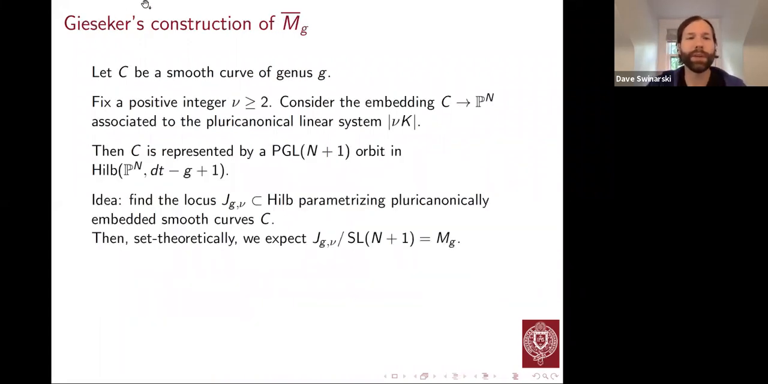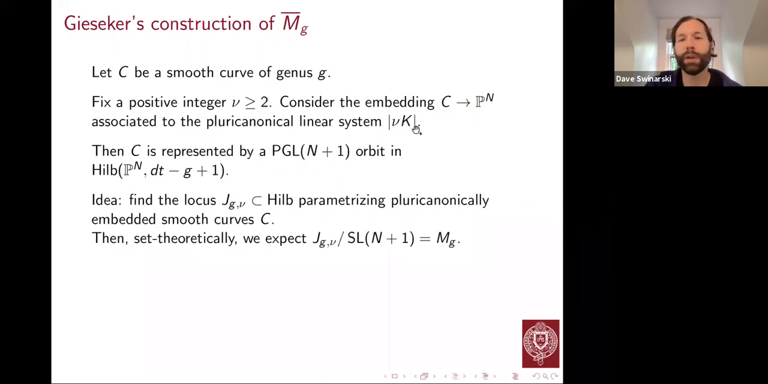So let me start with Gieseker's construction of M_g bar as a GIT quotient. So let's let C be a smooth curve of genus g greater than or equal to 3. Let's fix a positive integer nu greater than or equal to 2, and you can consider the embedding given by multiples of the canonical divisor. Then we can compute the degree of this divisor, so it'll be nu times 2g minus 2. And we know the associated Hilbert polynomial for an object with that degree and genus. And we can also compute the dimension of the space it would embed into. And so any curve embedded by a system like this should appear in this Hilbert scheme.